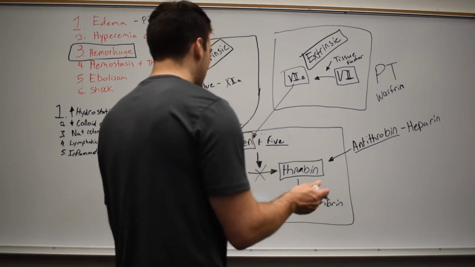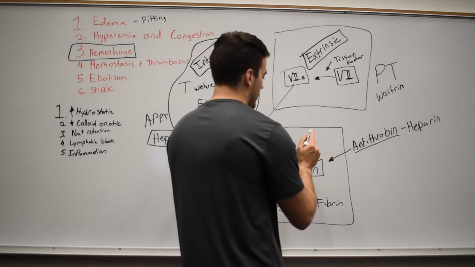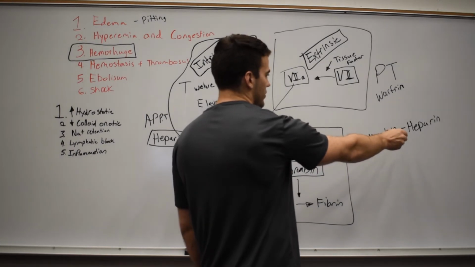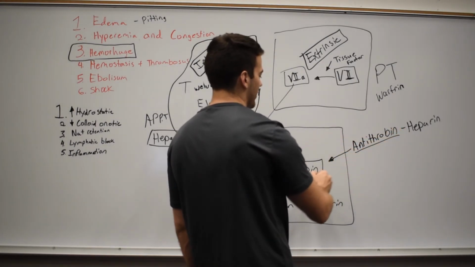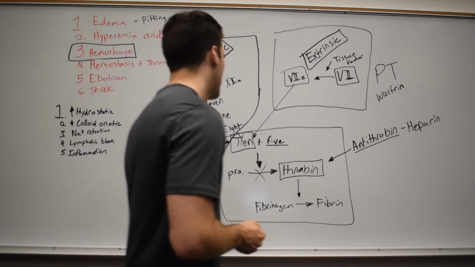So two ways that heparin works: it's going to block factor 10, and it's going to actually break down thrombin through antithrombin. How does it do that? Heparin just binds to this molecule and allows it to actually break thrombin down. All right.